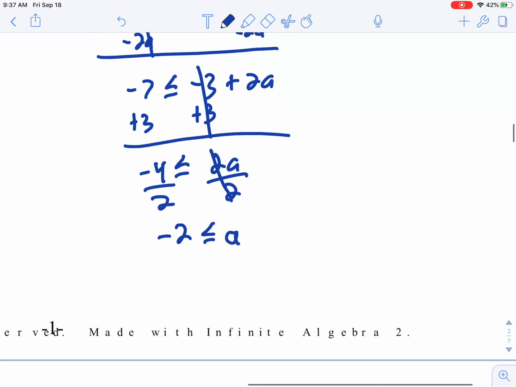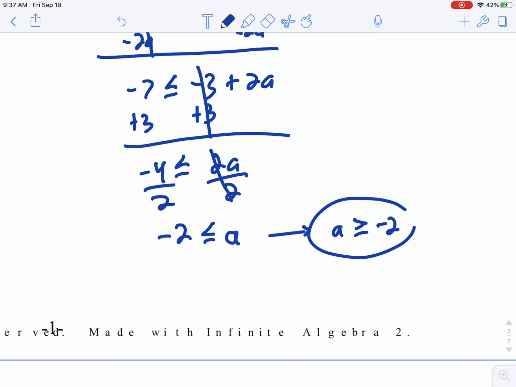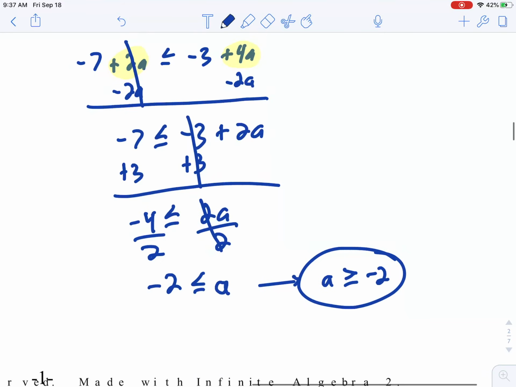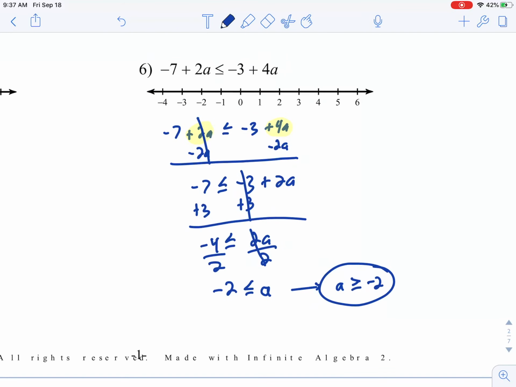That is the answer. However, I know if I rewrite it like this, it's going to be easier to graph. A is greater than or equal to negative 2. So negative 2 is right here. Instead of circling it, there actually is an equal sign here. That means that the answer can be equal to negative 2. So we put a dot there. That represents the concept of our answer being allowed to equal the number, not just starting or stopping there.